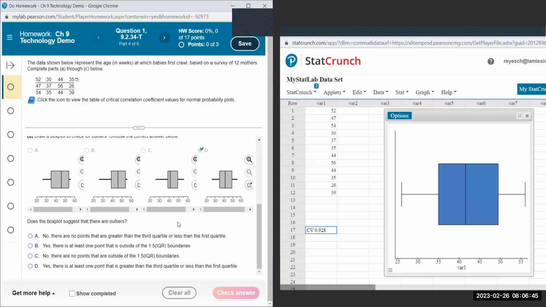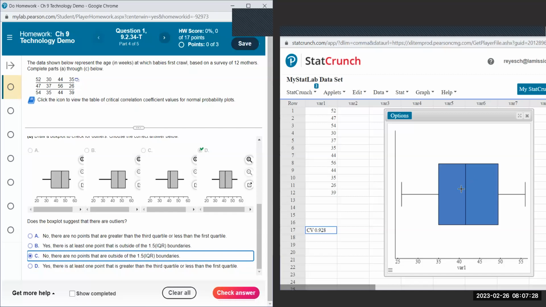Does the box plot suggest that there are outliers? No, there's no little blue points here. So the two before, the two no's. There are no points that are greater than the 3rd quartile and less than the 1st quartile. Well, there are points that are bigger than the 3rd quartile, because here's the 3rd quartile, so there are points that are bigger, and here's the 1st quartile, and there are points that are smaller. So that's not it. See, there are no points outside the fences, which are 1.5 IQR above and beyond the boundary. That's how we measure if something qualifies to be an outlier.